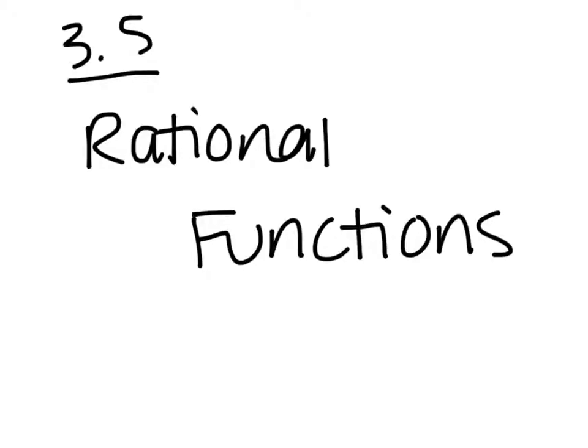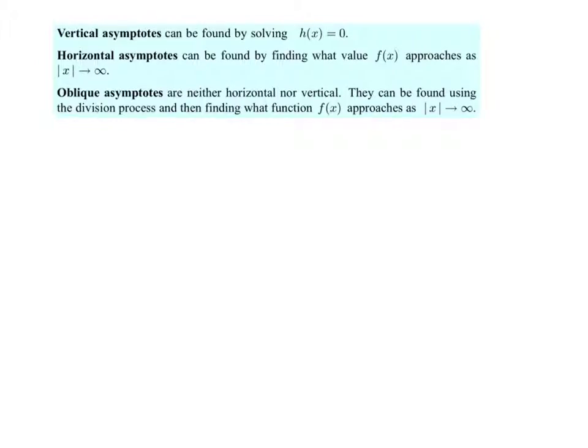Okay, so for 3.5, we're going to be talking about rational functions. Okay, so just some things to note. Vertical asymptotes can be found by solving h of x equals 0. Horizontal asymptotes can be solved by finding what value f of x approaches as the absolute value of x approaches infinity. And oblique asymptotes are neither horizontal nor vertical asymptotes, but they can be found using the division process, and then finding what the function f of x approaches as the absolute value of x approaches infinity.